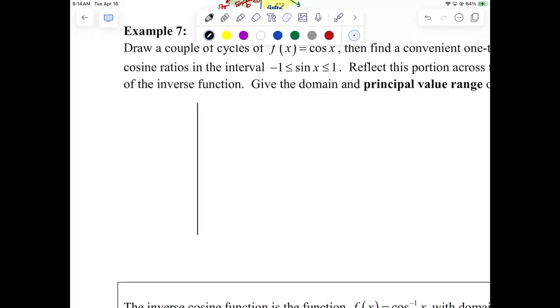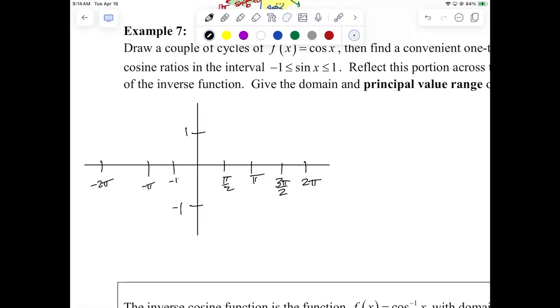Let's graph a couple of cycles of cosine. Okay, so for cosine, it's kind of the same as sine. It goes up to 1, it goes down to -1. I'm going to come out to 2 pi, bisect it, pi halves, bisect that, 3 pi halves, and so forth. -2 pi, -pi. Your pros at setting this up now. -pi halves, -3 pi halves. So they're setting the table.